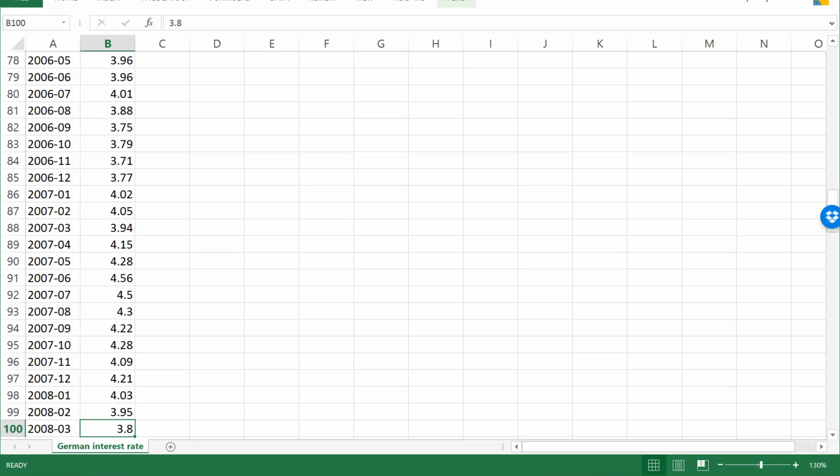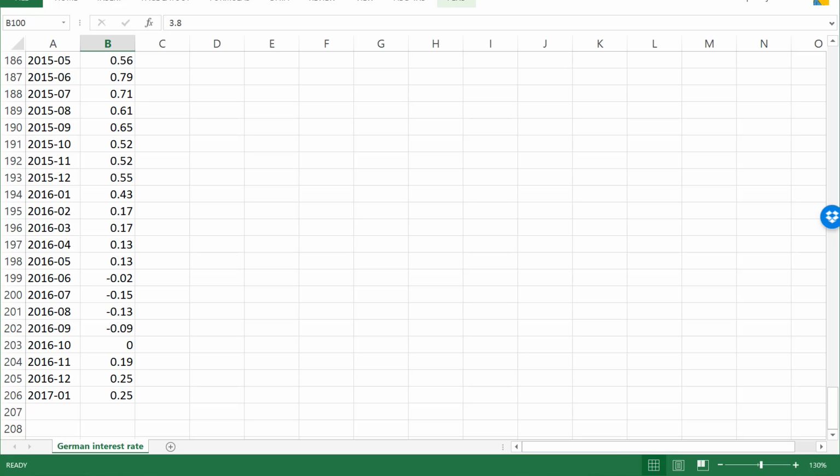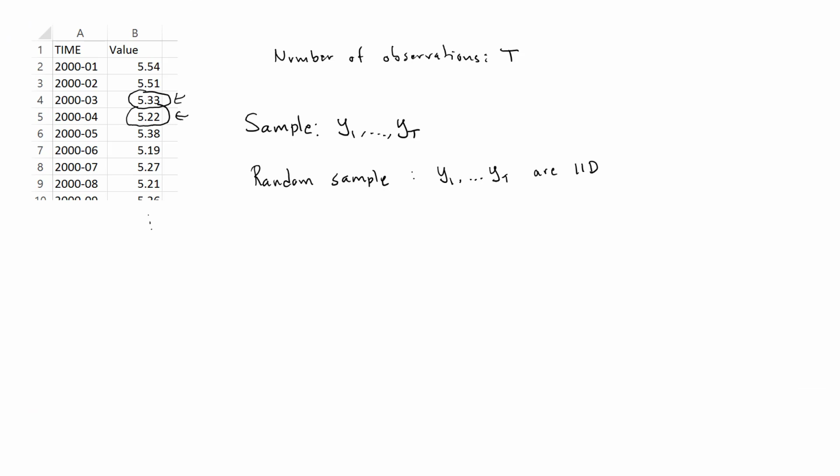We can see that this is precisely what is happening. In the beginning of the sample, beginning of 2000, the long-term interest rate was very high. Moving on to 2015, 2016, the interest rate is very low. So we have to conclude that at least in this sample, it is definitely not a random sample, and this is the reason why time series data is in general much more difficult to analyze than cross-sectional data.